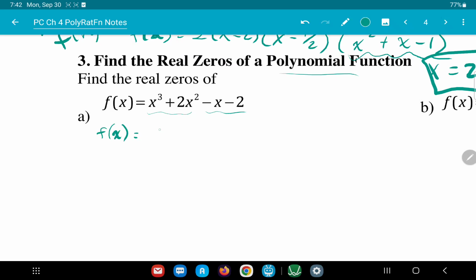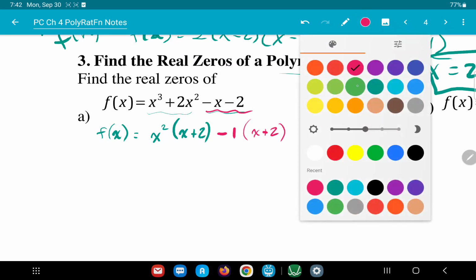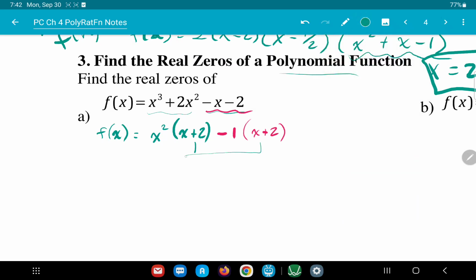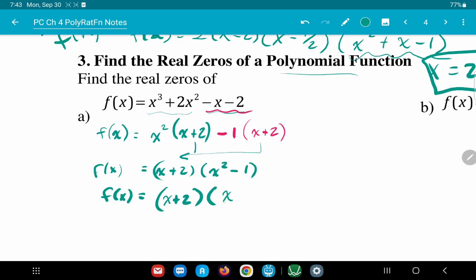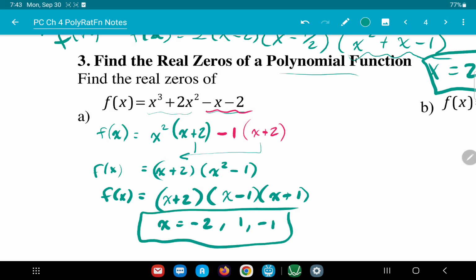So if I try factor by grouping, I'm going to factor x squared out from the first 2 terms, and we're going to get x plus 2. From the last 2 terms, I'm going to factor out -1, and we get x plus 2. So you can see here that x plus 2 is something that they both have in common. We can factor out the x plus 2 and be left with x squared minus 1. So therefore, this function is equal to (x plus 2) times (x squared minus 1). Since x squared minus 1 is the difference of squares, that's the same thing as (x minus 1)(x plus 1). And the beauty of that is you know your zeros now: -2, 1, and -1. It makes it nice and easy, just like that.